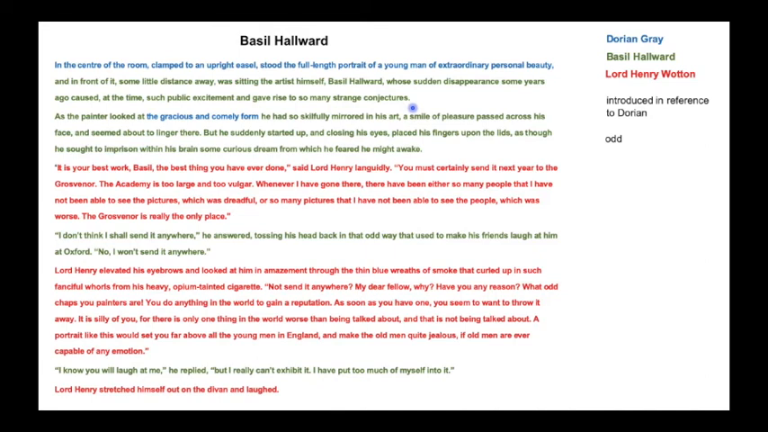His oddity, la sua stranezza, is reinforced in this passage here, where he is described as tossing his head in an odd yet peculiar way, in una sua maniera strana e particolare. The adjective odd is also repeated here by Lord Henry Wotton when he says, "What odd chaps you painters are! Che strani che siete voi pittori!" He is also a skillful painter, it says it here. He has received an excellent education, and in fact, he has attended Oxford University.